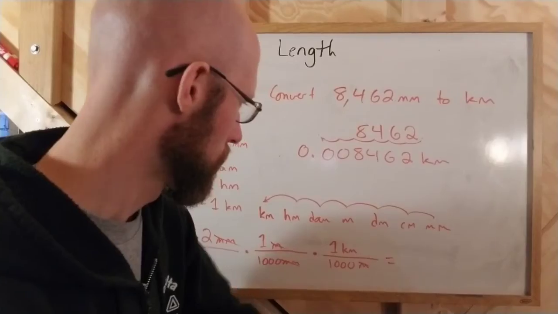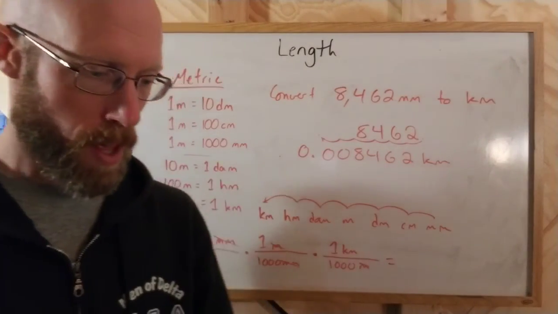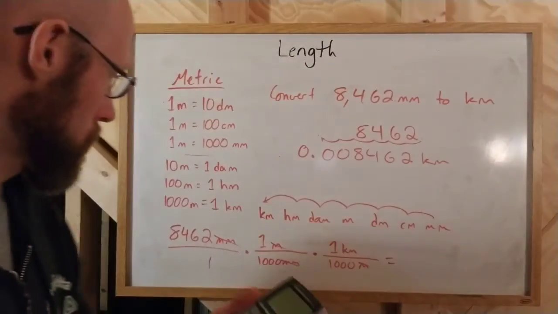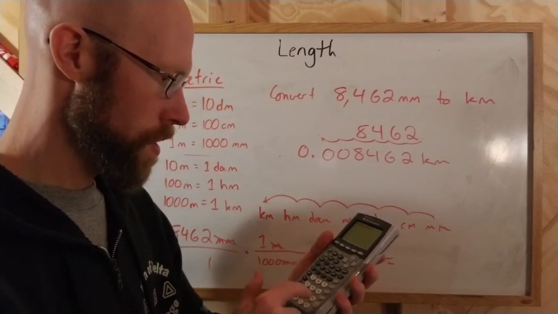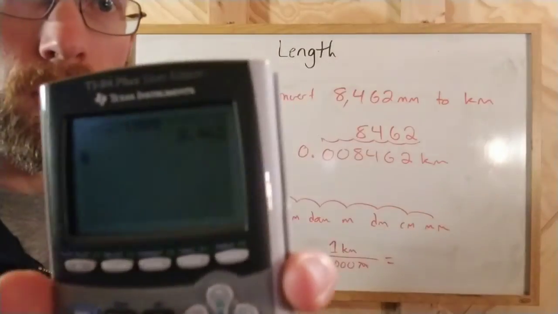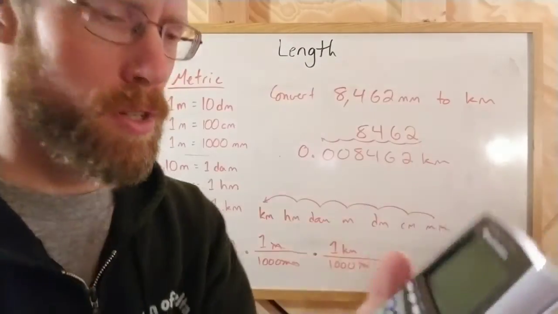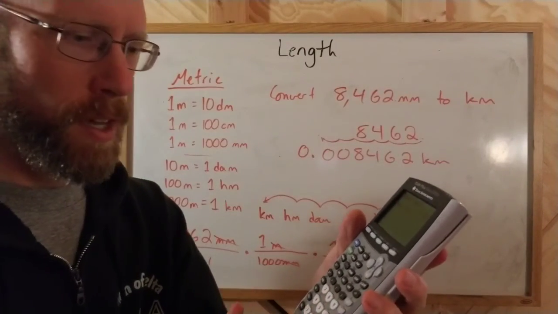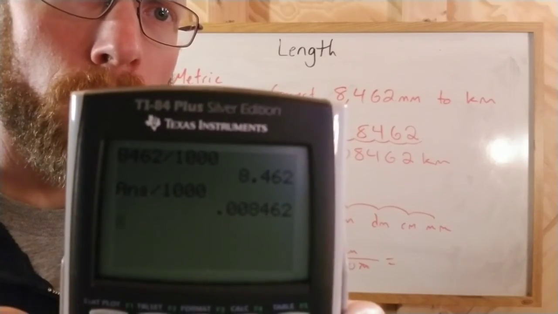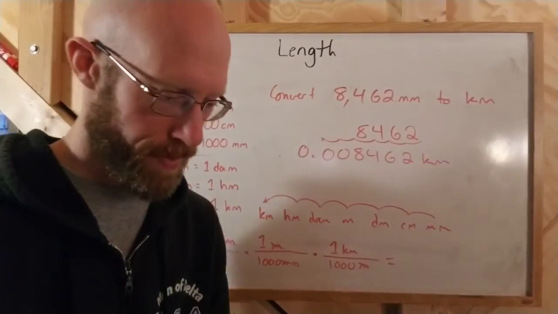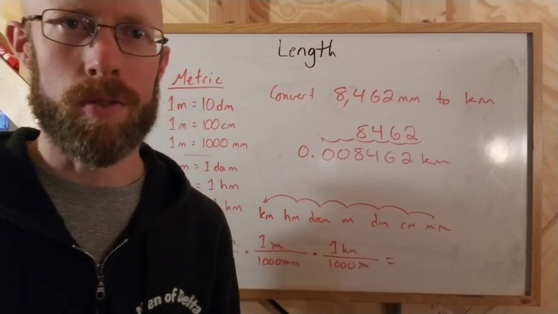Well, that, you could move the decimal 1, 2, 3, 4, 5, 6, equal to the number of zeros on the bottom. Or you could throw it in your calculator if you really want to and do 8462 divide by 1,000. And you get 8.462, and then hit divide by 1,000 again. And you get 0.008462, which is what we had. Okay, so it's just kind of a neat slick shortcut to doing those conversions.